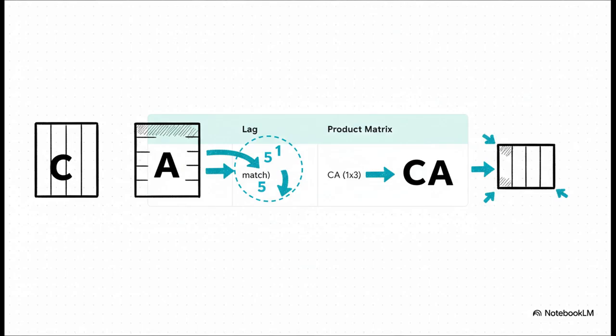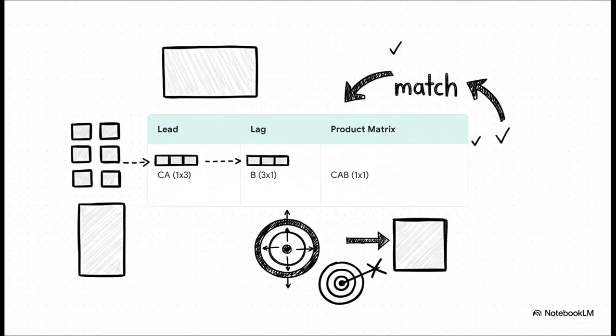Can we multiply C by A? Well, C is a 1 by 5, and A is a 5 by 3. We look at those inner dimensions, 5 and 5. It's a perfect match. So multiplying them will work, and it'll give us a new intermediate matrix, CA, with dimensions of 1 by 3.